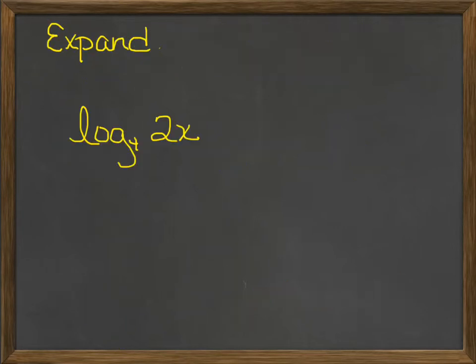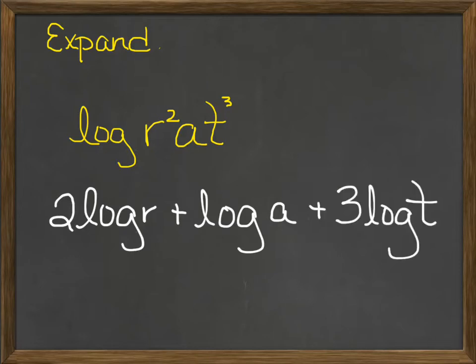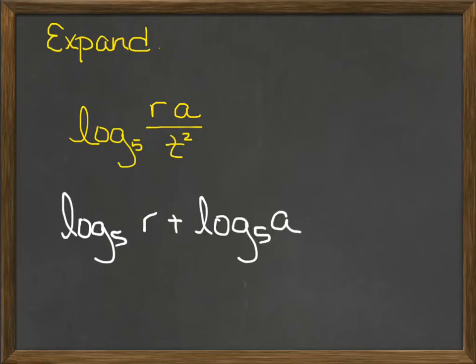Okay, put the car in reverse. This time you're going to expand, so we're going to write the word log base 4 several times. Since it's multiplication, we're going to add those logarithms. We have 3 products, r squared, a times t cubed. So that's going to be 2 log r. Again, you take the exponent, put it out in the front. Plus log a, plus 3 log t. Log base 5 r, plus log base 5 a, minus 2 log base 5 2.